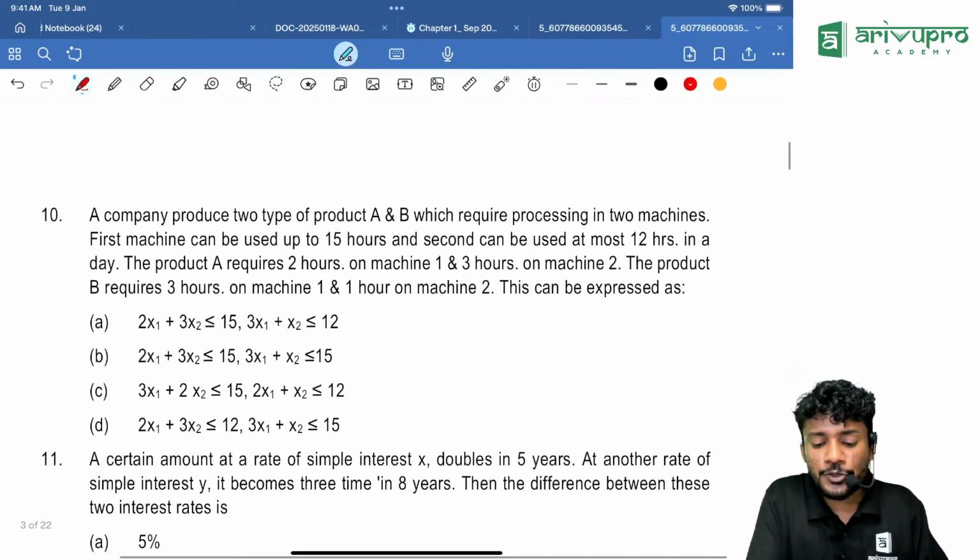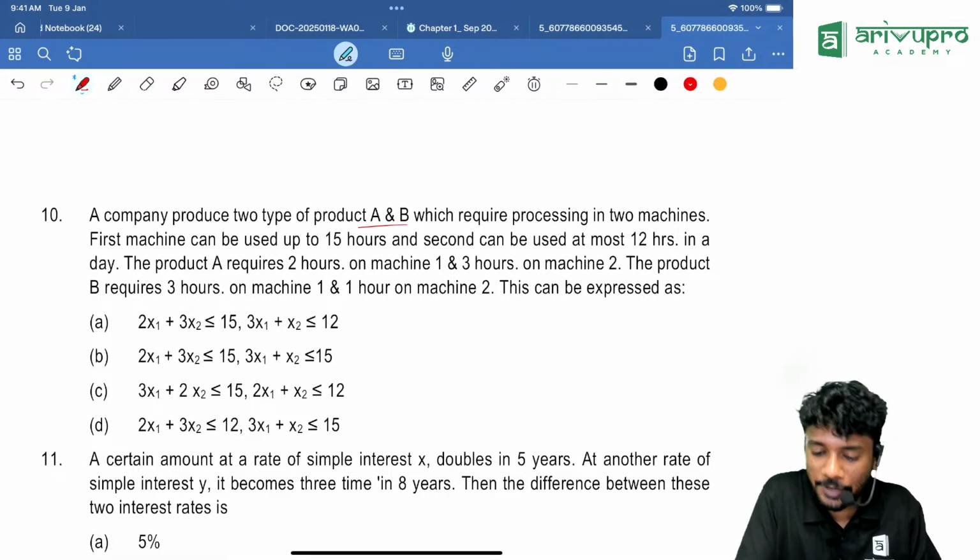A company produces two types of products A and B which require processing in two machines.